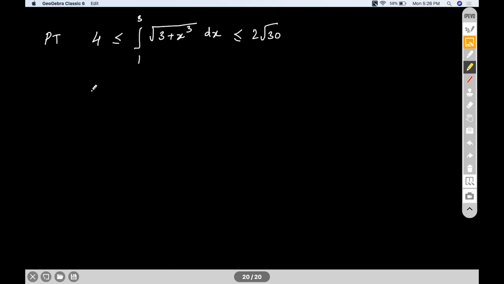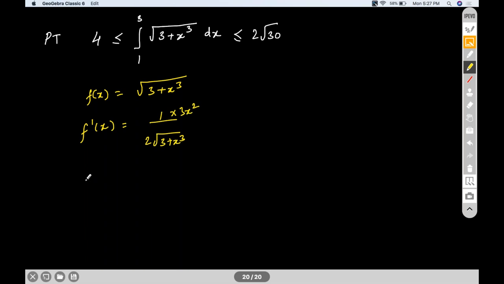See, if you see this term, f of x is equal to under root of 3 plus x cube. If you differentiate this, you get 1 by 2 under root 3 plus x cube into 3x square. Now this will always be positive for sure. That means if your f dash x is positive, what does it imply? What does it comment about the nature of the function? That means your f of x is always an increasing function.